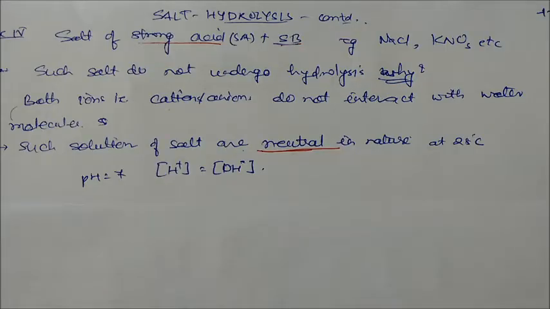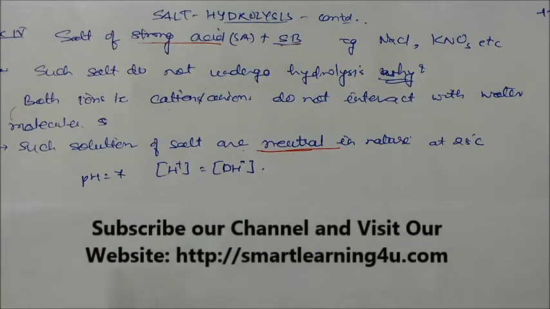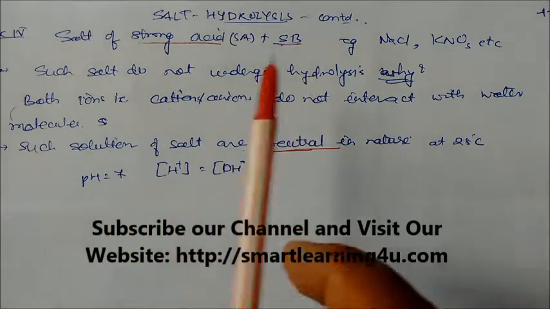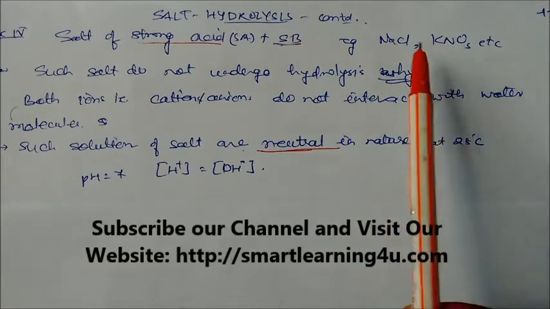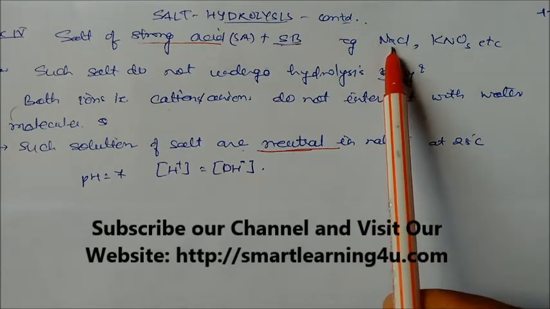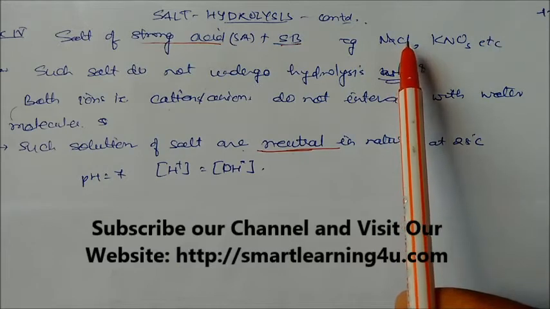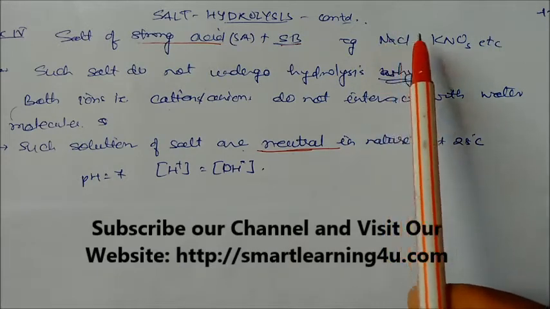Continue the remaining topics under salt hydrolysis. So we have dealt with three cases, case 1, case 2 and case 3, and the fourth case is salt of strong acid and strong base. Examples are sodium chloride and potassium nitrate. Sodium is the strong base and Cl is the strong acid, so this is the salt of strong acid and base.